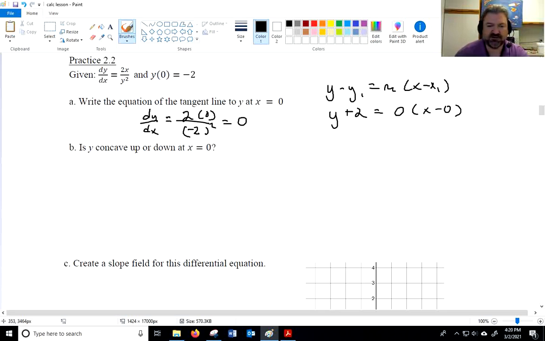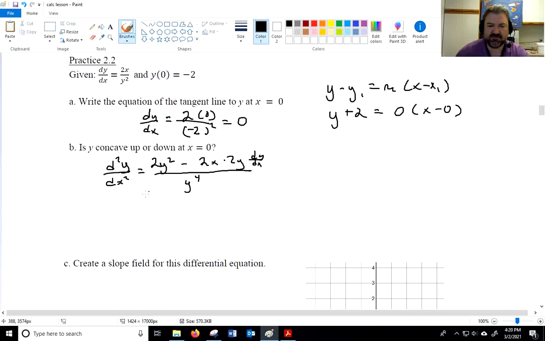Is y concave up or down at x equals 0? Well, to find if y is concave up or concave down, I need the second derivative. I need d2y/dx squared. And here I need to use the quotient rule. Low d high, minus high d low, and that gives me a dy/dx, all over low, low.